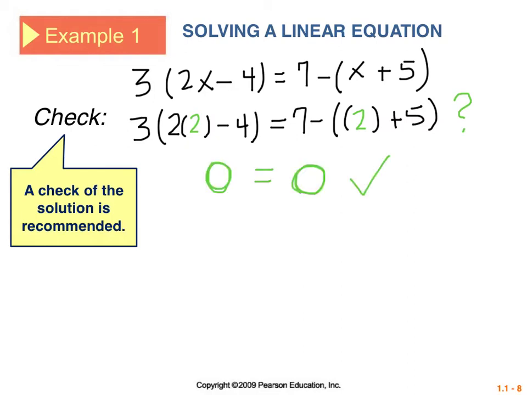Quickly doing some calculations on either side, I find that it's equal to 0. Now you don't have to come up with 0 equals 0. You could have come up with 2 equals 2. As long as this side is equal to this side, I know that my solution is correct. So the solution to my original equation is x equals 2.